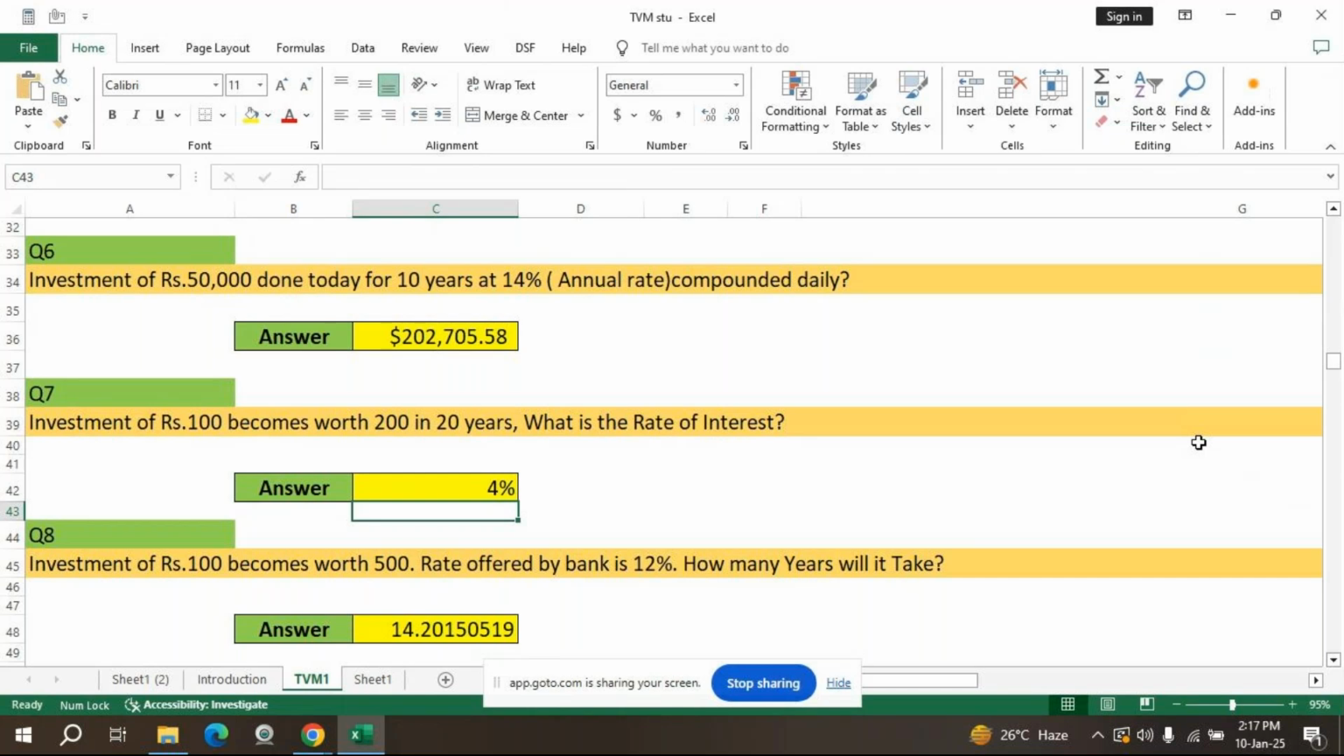So, understood the rate of interest formula? That means to find the rate of interest, we have to put the same function, the rate function only. So try this. Just try it out.